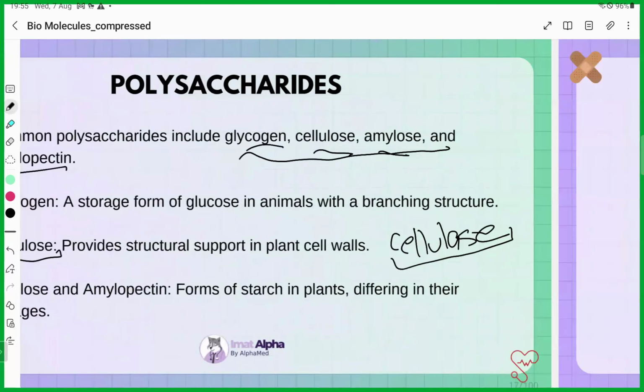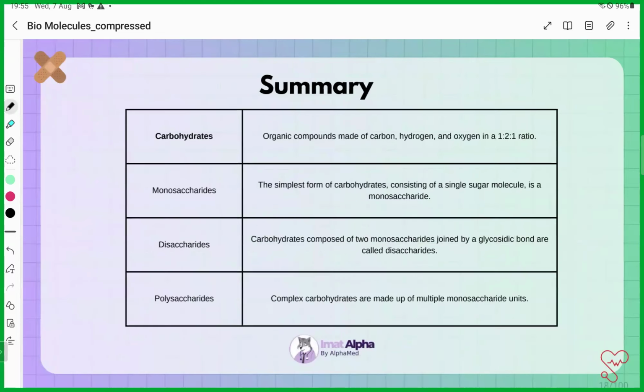Carbohydrates, organic compounds made of carbon, hydrogen, and oxygen in a 1-to-1 ratio. Means CnH2nOn, as we said, C6H12O6, this is glucose. Monosaccharides, the simplest form of carbohydrates, consisting of a single sugar molecule. Disaccharides, two monosaccharides. Polysaccharides, complex carbohydrates made up of so many monosaccharide units.